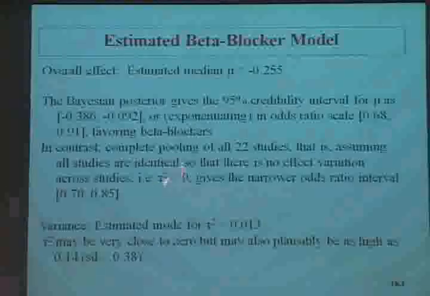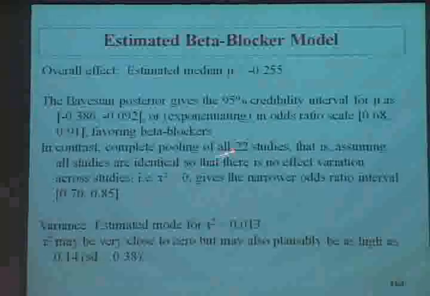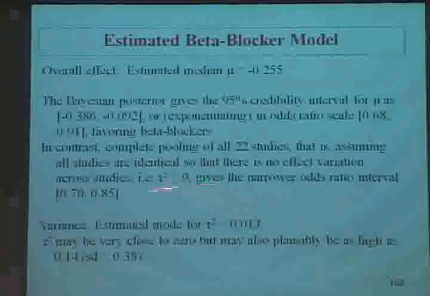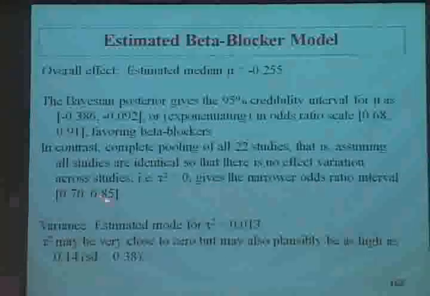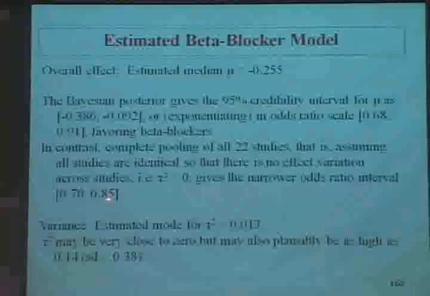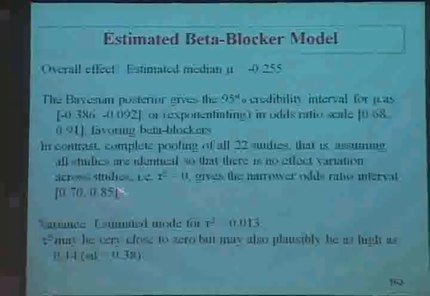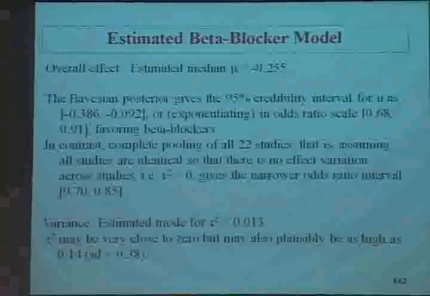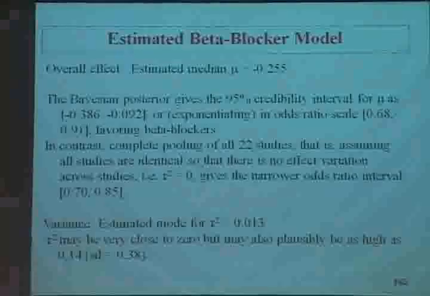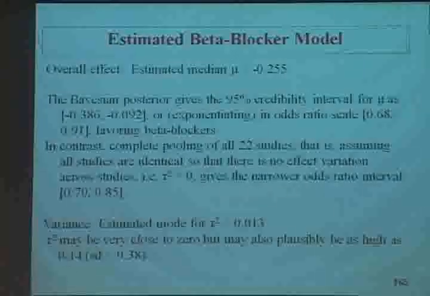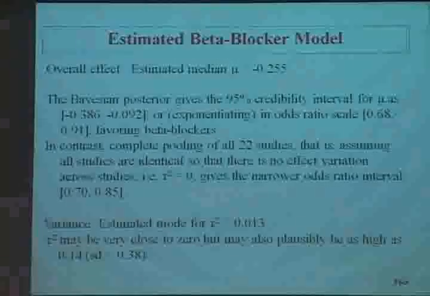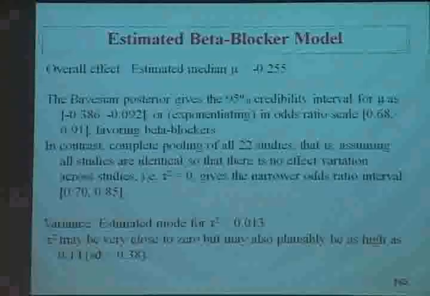But if you assume that the variance is 0, so treating all studies as being the same, you will get a narrower odds ratio interval, 0.70 to 0.85. So a higher lower end and a lower higher end. But that is artificially too narrow, as Gelman argues for in his book. And the Bayesian approach, allowing for an across-study variance, is the better way to go.